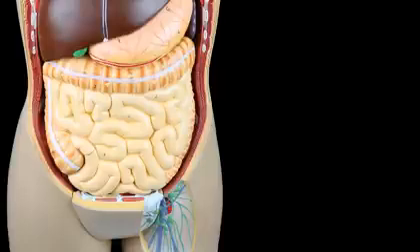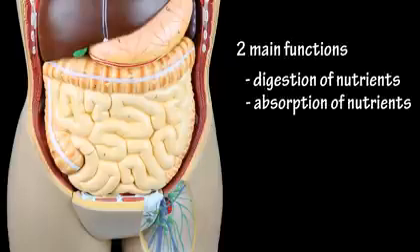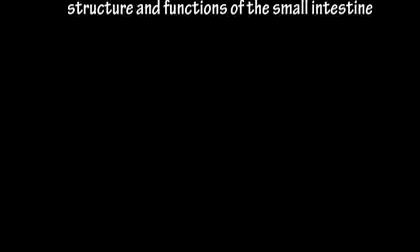The small intestine has 2 important functions: digestion of nutrients and absorption of nutrients. The tremendous amount of surface area of this organ makes it perfect for this. I will cover in depth the process of digestion and absorption of all the different types of nutrients in future videos. And that be the basics on the structure and functions of the small intestine.